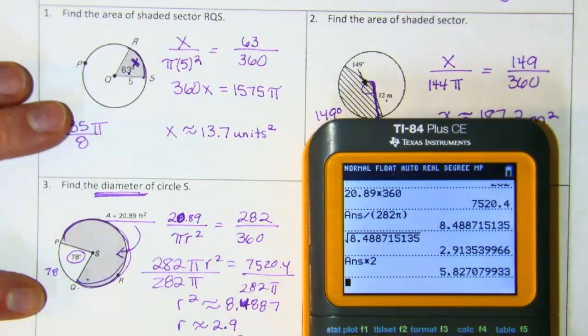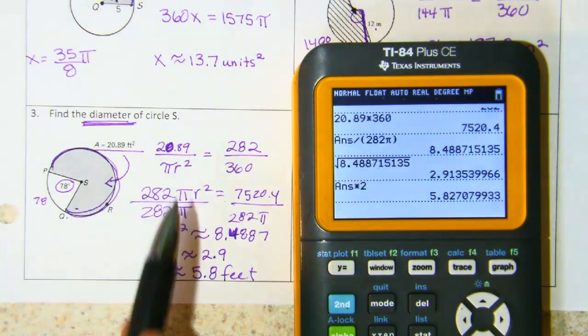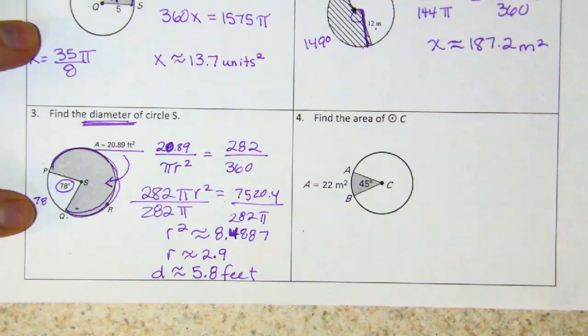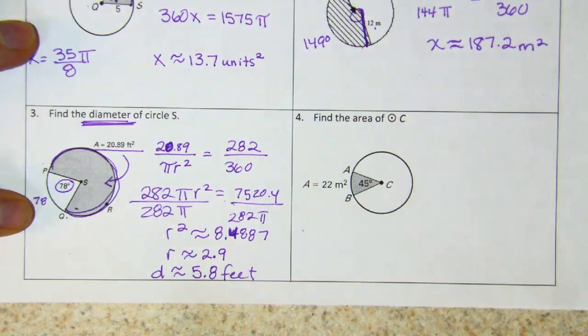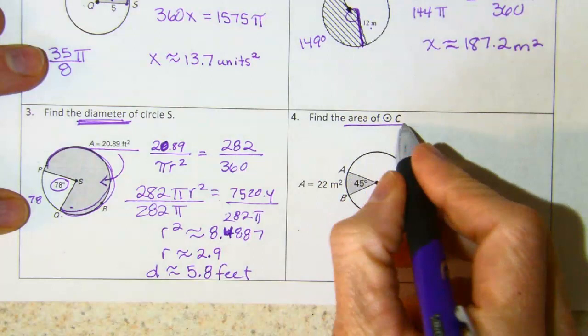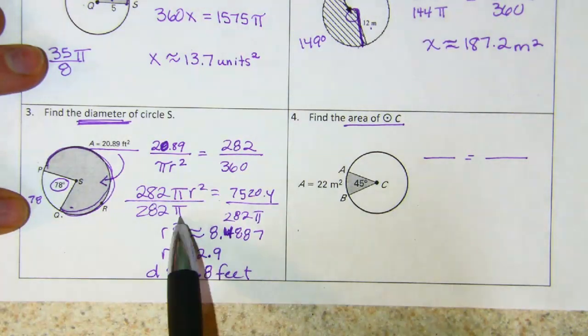So there was quite a bit more work involved in that one, but the calculator does it for you if you set your proportion up accurately. Now, question 4 is asking us something else. Question 4 is actually asking us the area of the entire circle. So we're going to set this one up a little bit, in my opinion, easier than question 3.